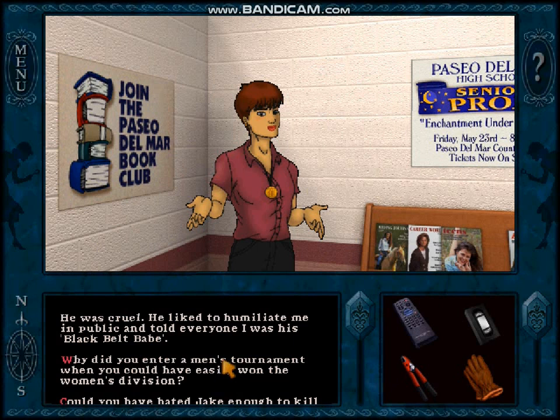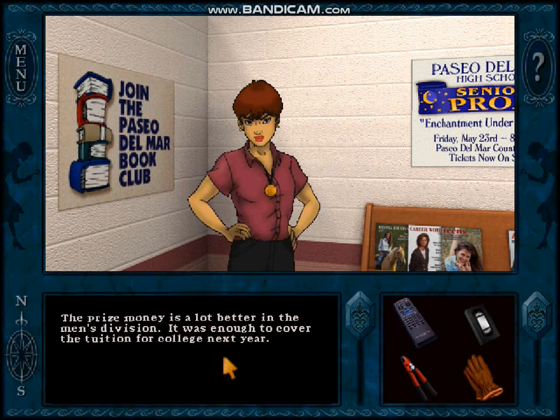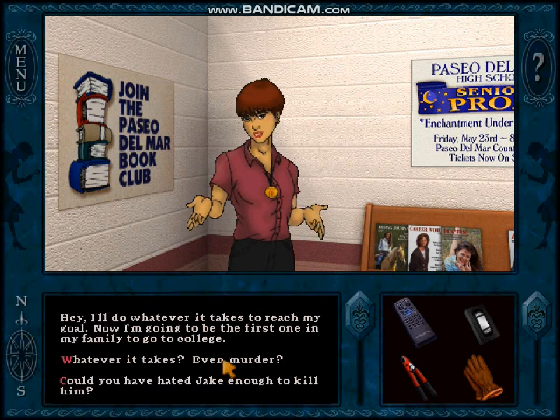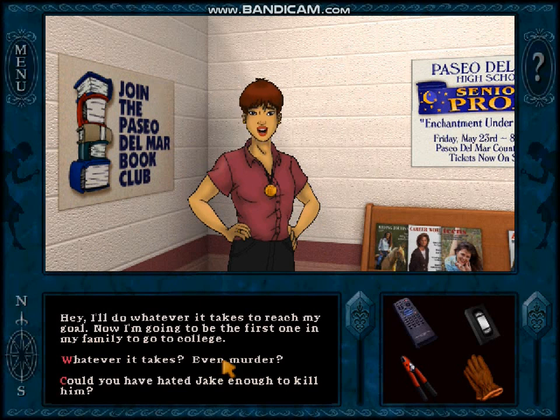Why did you enter a men's tournament when you could have easily won the women's division? The prize money is a lot better in the men's division. It was enough to cover the tuition for college next year. Hey, I'll do whatever it takes to reach my goal. Now I'm going to be the first one in my family to go to college.